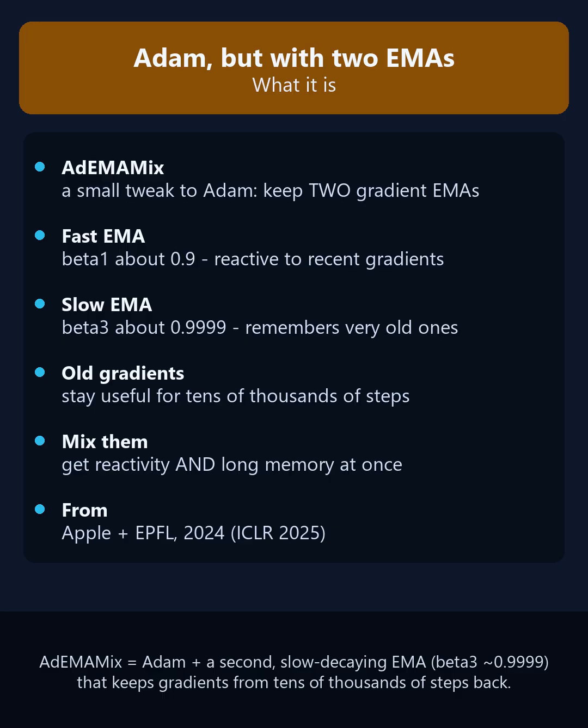AdEMAMix is a small but clever change to Adam. Instead of one moving average of the gradient, it keeps two. A fast average, with the usual beta 1 around 0.9, stays reactive to the latest gradients. A slow average, with a much larger beta 3 like 0.9999, holds on to gradients from tens of thousands of steps ago. It then mixes them, getting reactivity and long memory at the same time.